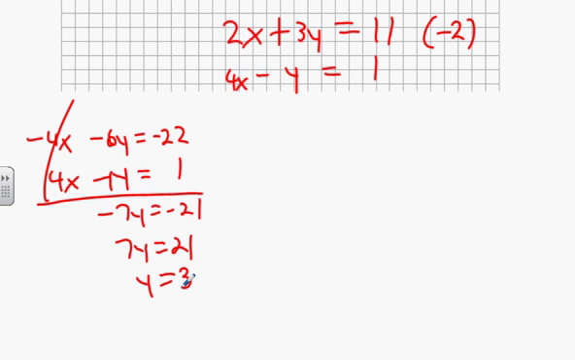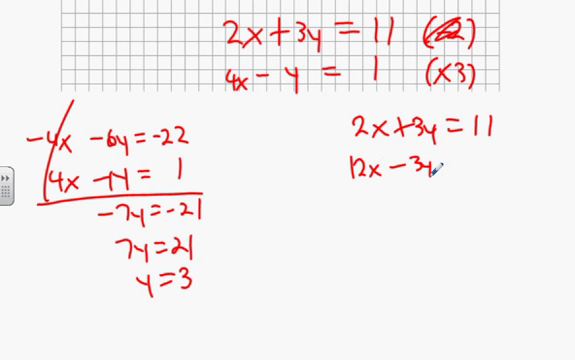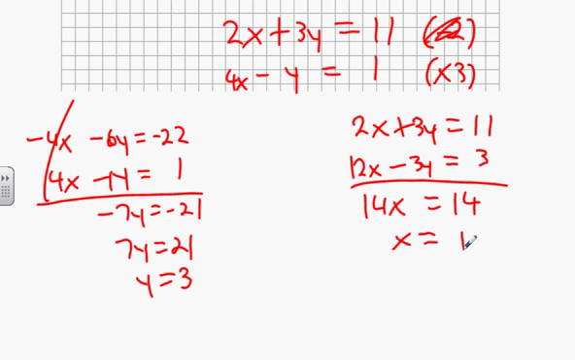Now, another person might have done it this way. Another person might have multiplied the bottom equation by 3. And you get 2x plus 3y equals 11, and then you get 12x minus 3y equals 3. Is that right? And then you get 14x equals 14, so x equals 1. Now, once you have one answer, what do you have to do to get the other answer?